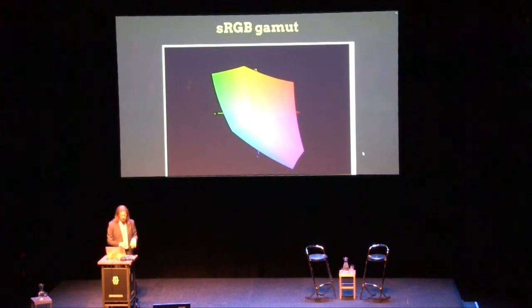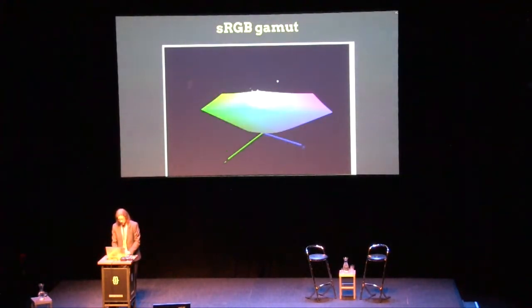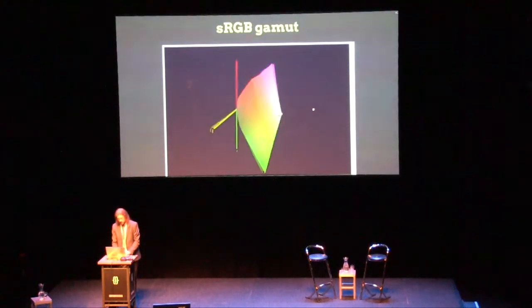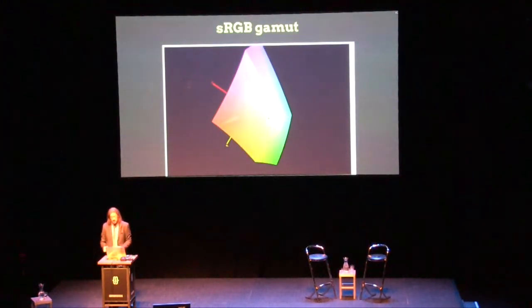Okay, so here is a top-down view. The L-axis is pointing straight out at us, along with the A and B axes, and this is sRGB. This is the range of colors that sRGB can produce. So it's a reasonable range. It was fairly well chosen, actually. It's the same range as HD television, which is where the primaries come from.